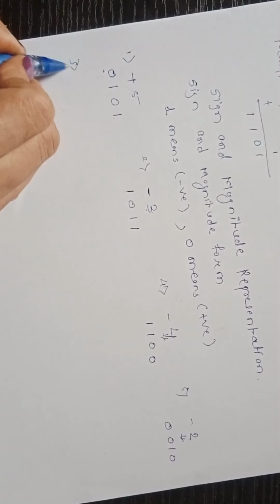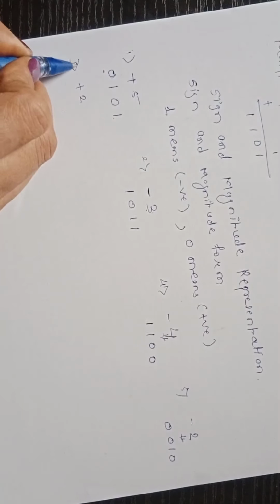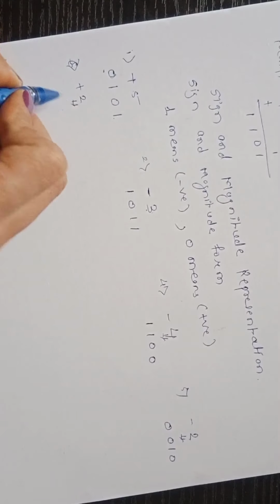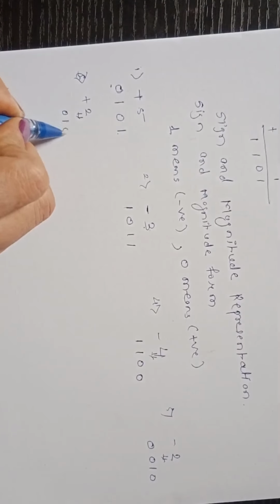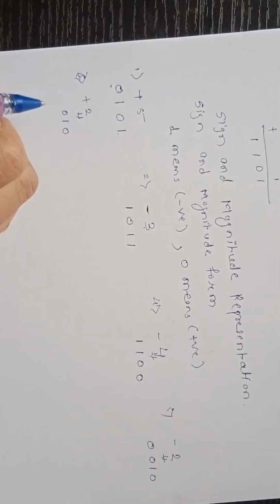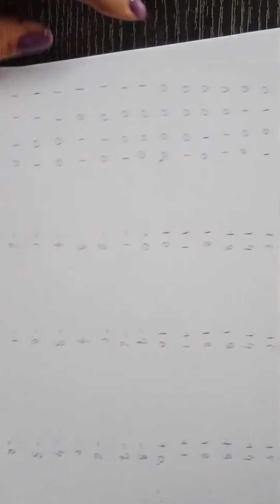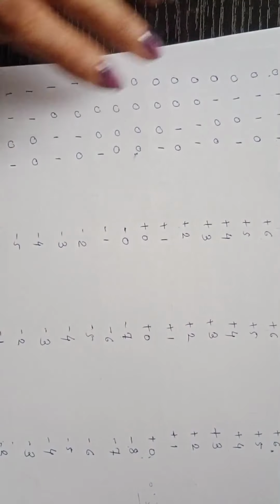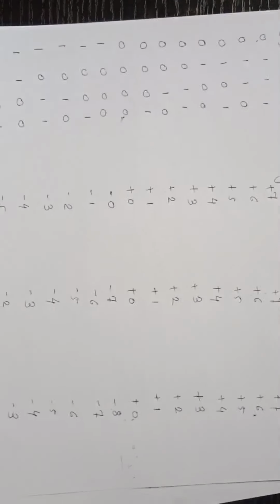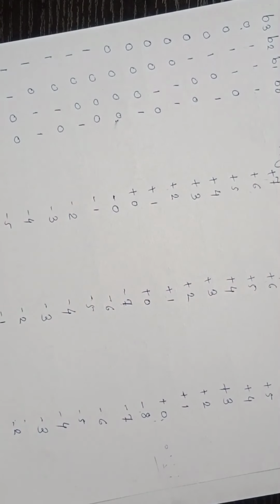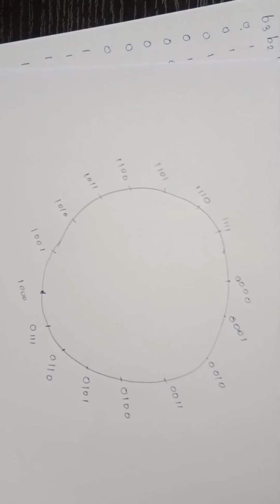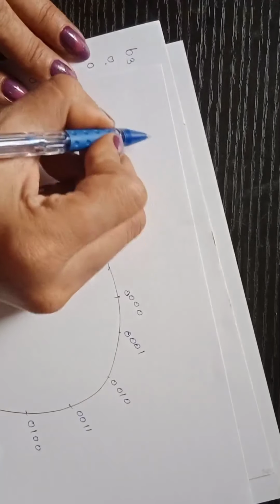If we have to write plus 2, then what will it become? 2 is 0, 1, 0. But this positive sign means it is 0. So by using this logic, you can easily draw this table. Then after that, another representation is 2's complement addition and subtraction.